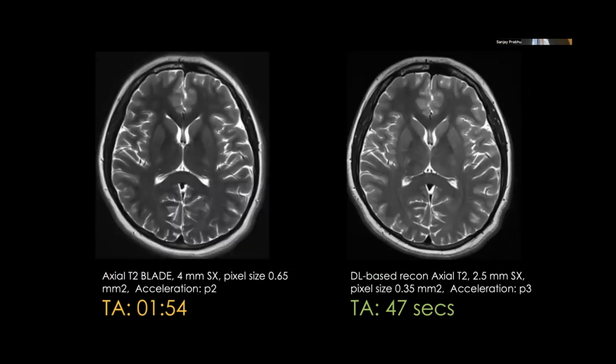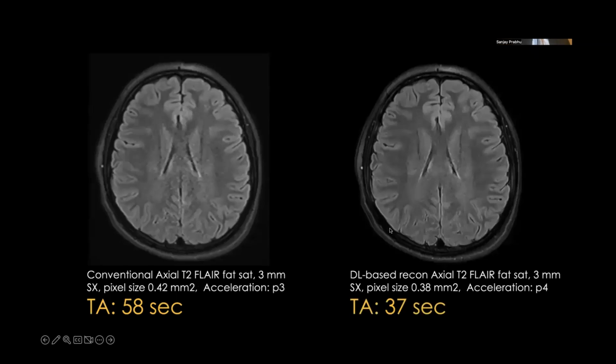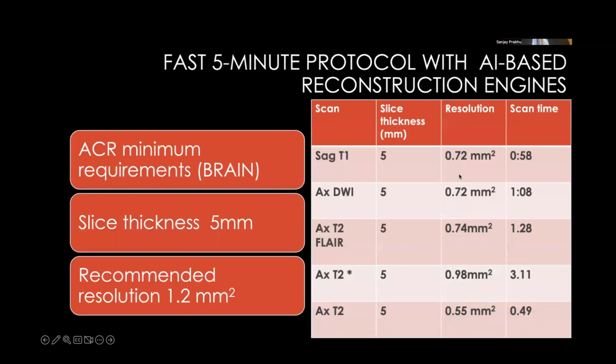Similarly, here's another patient with a BLADE sequence, used to minimize motion, at 1 minute 54 seconds, and this is one of our faster sequences. If you compare this to 47 seconds, this image again looks nicer, has a lower pixel size of 0.35 millimeters squared and an acceleration factor of 3, and you still have good signal to noise ratio. The FLAIR images, again, you can reduce acquisition time, not as much, but an acceleration factor of 4 will still maintain most of the signal.